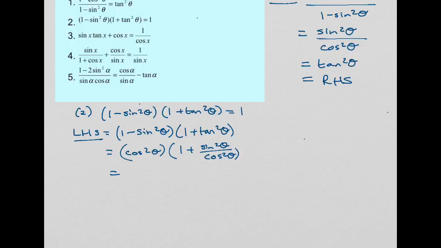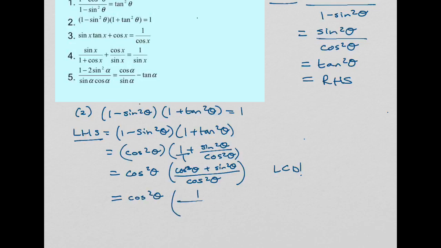So within this bracket here, we have something added to a fraction, which means we need to find an LCD. When you have something added to a fraction, find the lowest common denominator, which in this case is going to be cos squared, because that's 1 over 1 and sine squared over cos squared. So this is going to become cos squared theta plus sine squared theta, and that we know is going to be equal to 1. All over this cos squared theta.